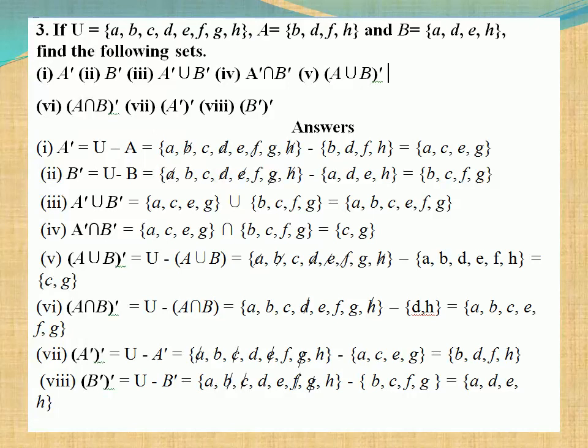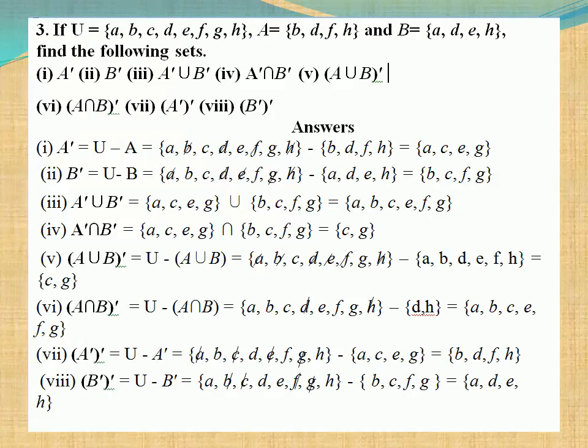Next B dash. B dash means you have to subtract the elements of B from the universal set. Now universal set minus set of all letters of B. Cancel the common elements from U and B. Here A, D, E, H are the common elements. Cancel means the remaining elements are B, C, F, G. These are the remaining elements of U. So this is the B dash.